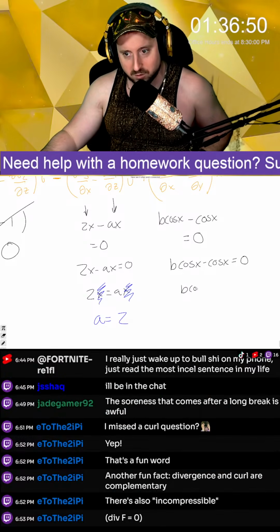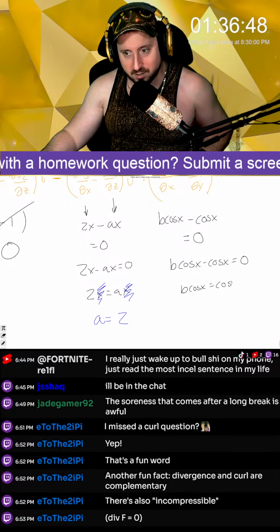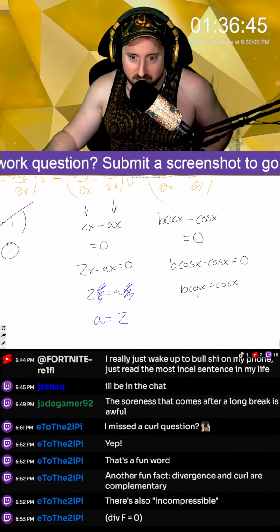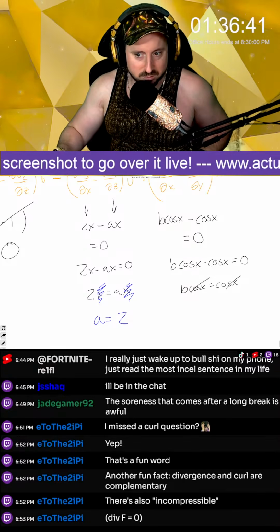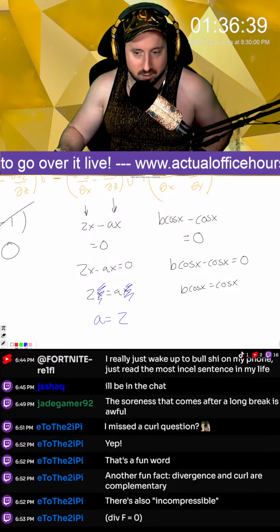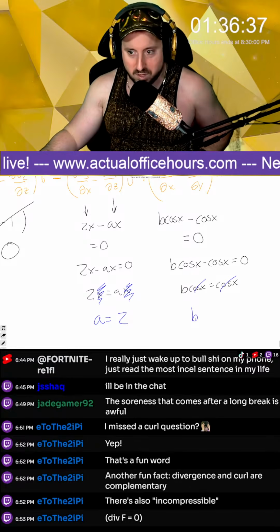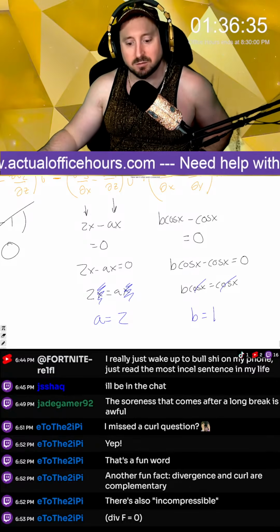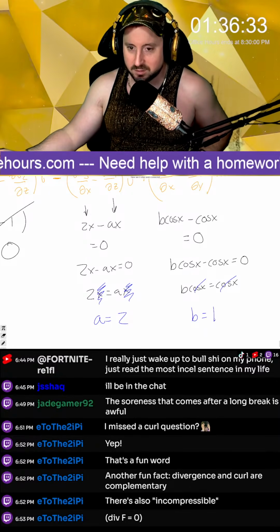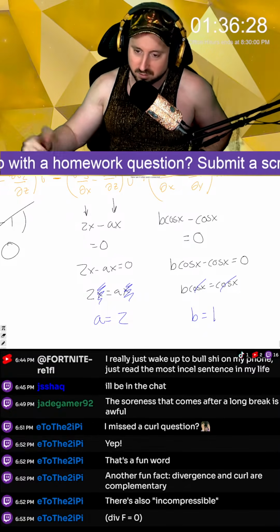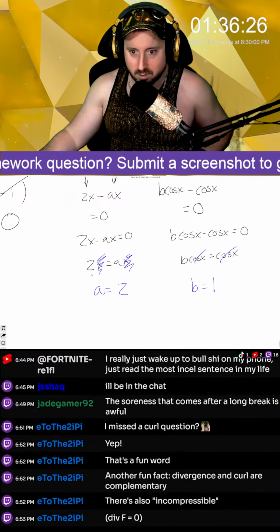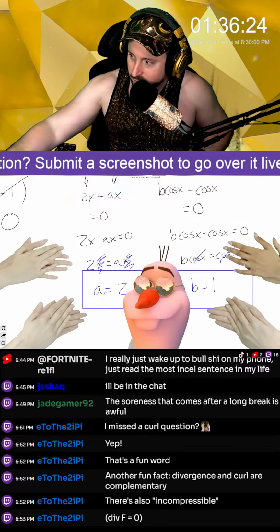So this is b cosine x equals cosine x. I think we can just divide that, right? And so I can just say b is equal to 1. So I think that's okay. Okay, cool. A equals 2, b equals 1. Bingo bango.